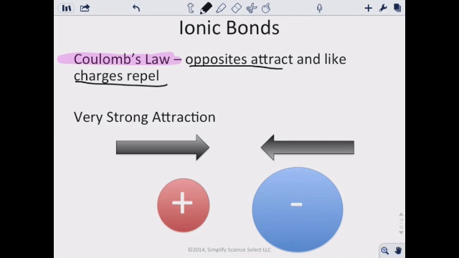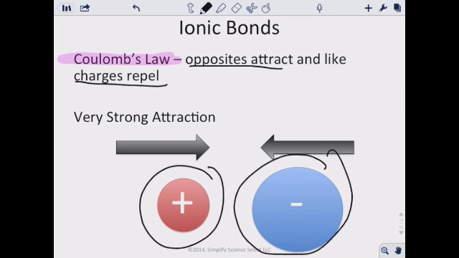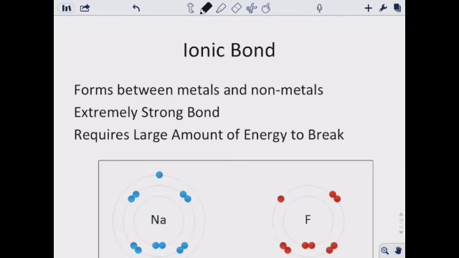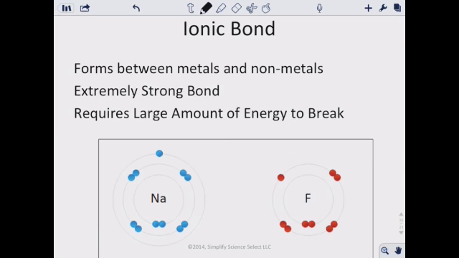Coulomb's law means that opposites attract. And so when there is a positive and a negative, we have a very strong attraction. And that's what we see in ionic bonds. Now, an ionic bond forms between a metal and a non-metal. So we would say left on the periodic table, right on the periodic table.